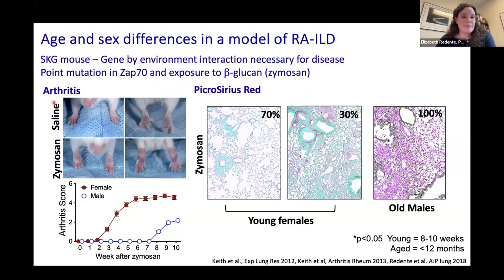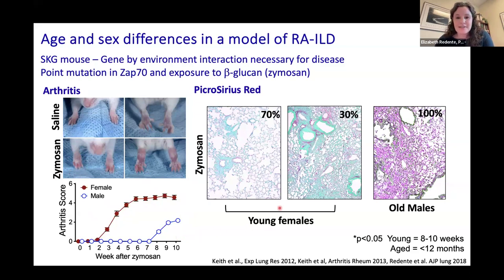On the left, these are just pictures of what the arthritis looks like in these animals. Saline treated mice are on the top, and animals receiving zymosan are on the bottom. You can see the swelling in the joints and in the digits that is indicative of the arthritis, and then we can score these over time. But this is a really great example of a sex difference. So this is in young animals, but we can see that the arthritis is much more robust in females compared to males. So there is a sex difference in arthritis, but there's also a sex difference and an age difference when we look at the lung disease.